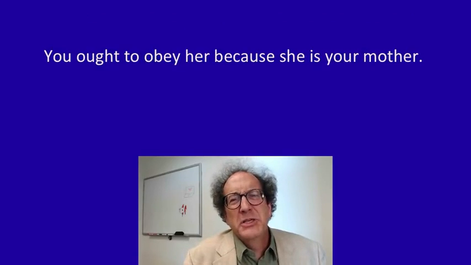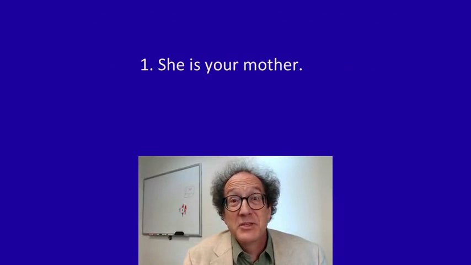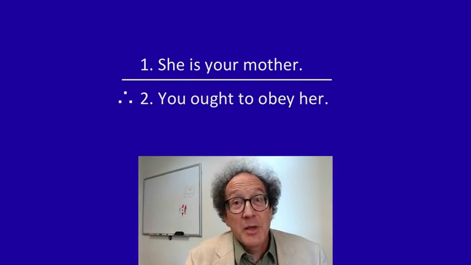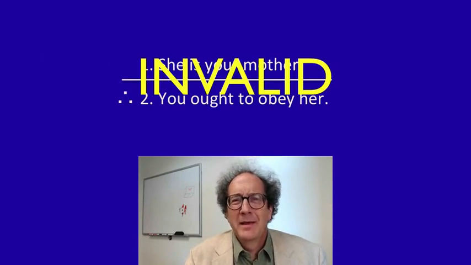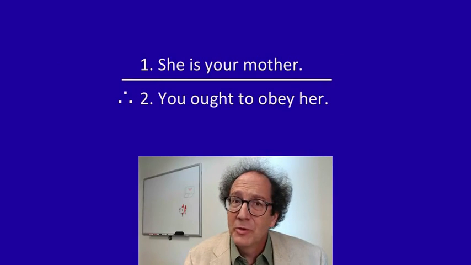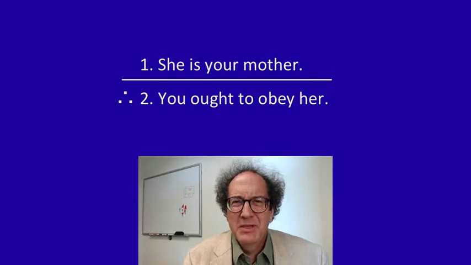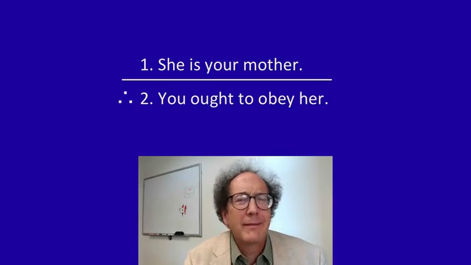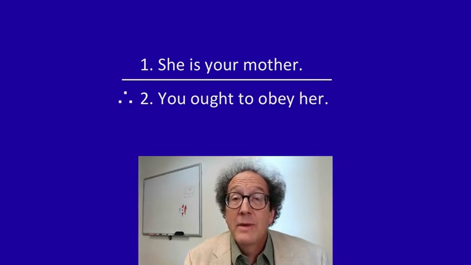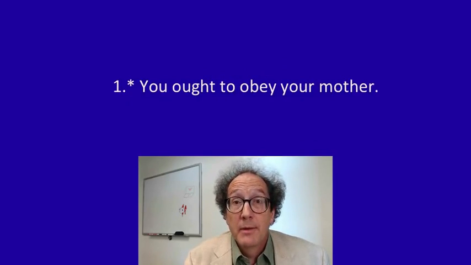Here's another quick example. You ought to obey her because she's your mother. Here the premise is that she's your mother, and the conclusion is, you ought to obey her. Well, is that argument valid? No way, because it's possible that she's your mother, but it's false that you ought to obey her. When could that happen? Maybe she was abusive or stupid or whatever. Then maybe you ought not to obey her even though she is your mother. So we have to add a premise, namely, you ought to obey your mother.